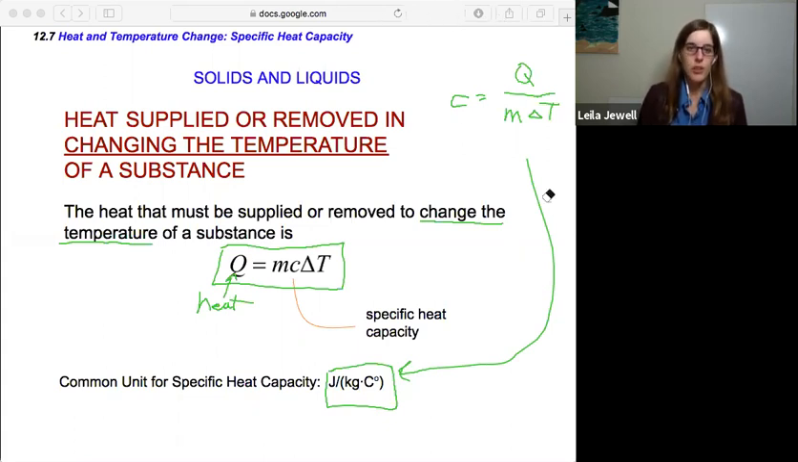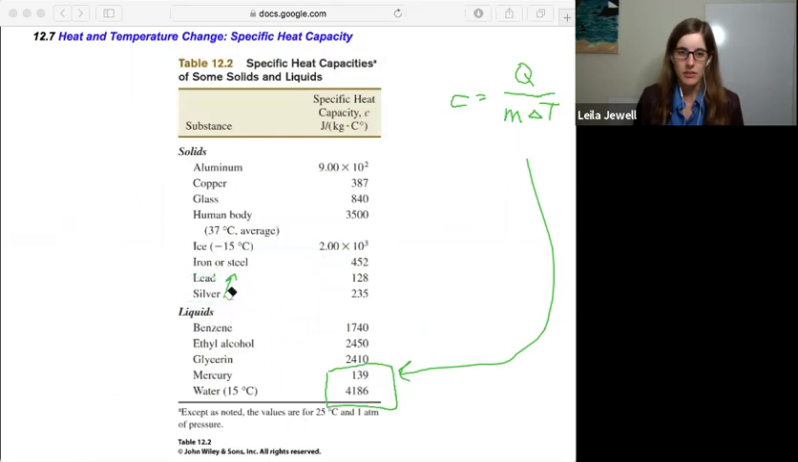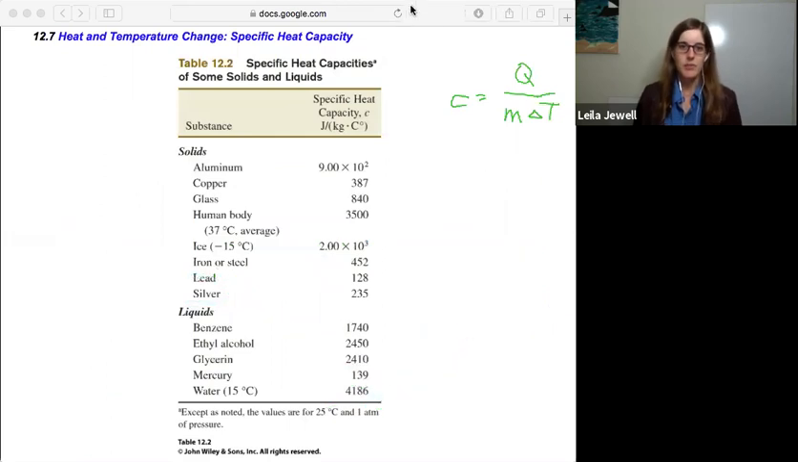All right, so with this in mind, let's take a look at some various specific heat capacities. Here we have specific heat capacities for solids and for liquids. We notice it's in the units that we just found. So we have aluminum's 900, copper's 387. We could jump down to some of the liquids. Mercury has a really low specific heat capacity, whereas water has the highest value for the specific heat capacity.